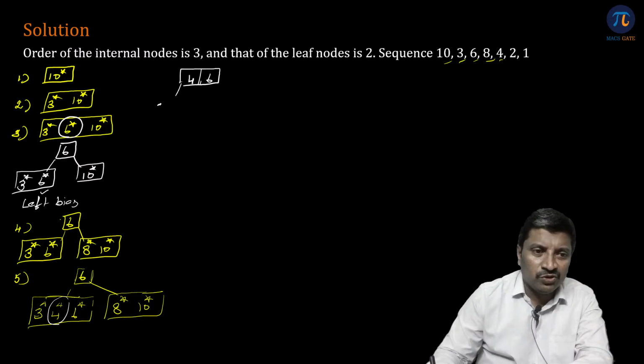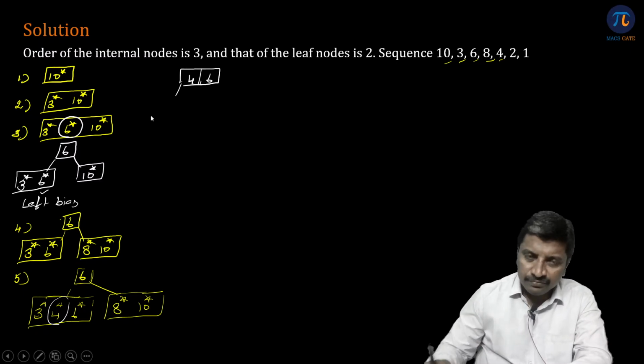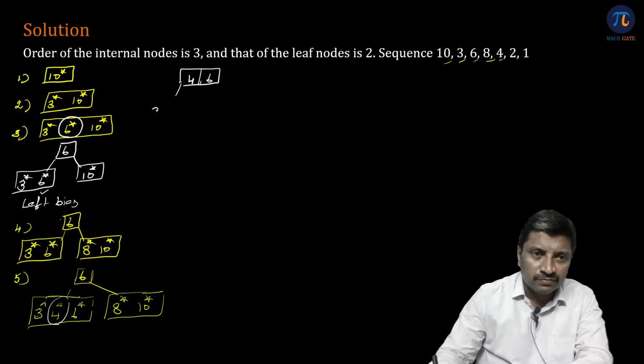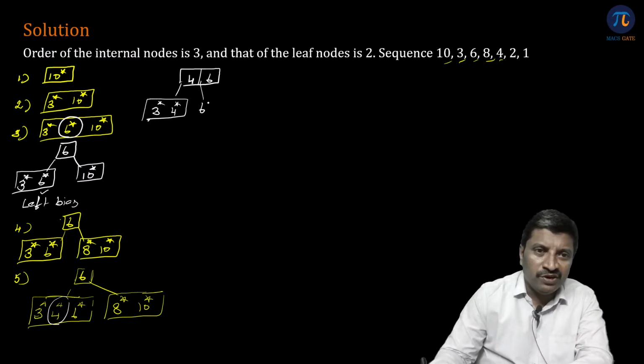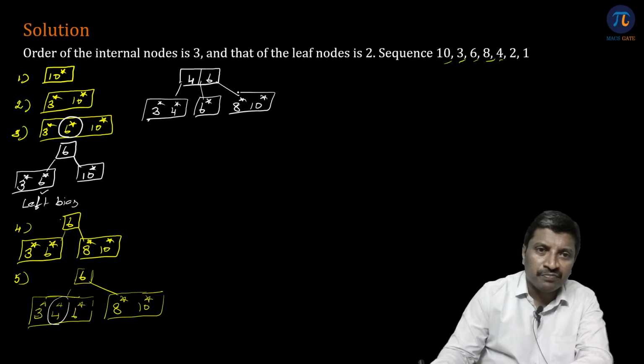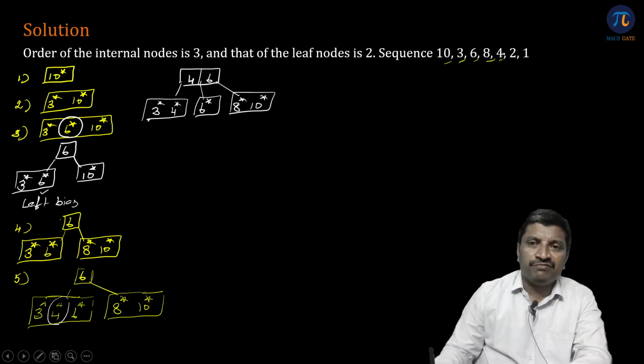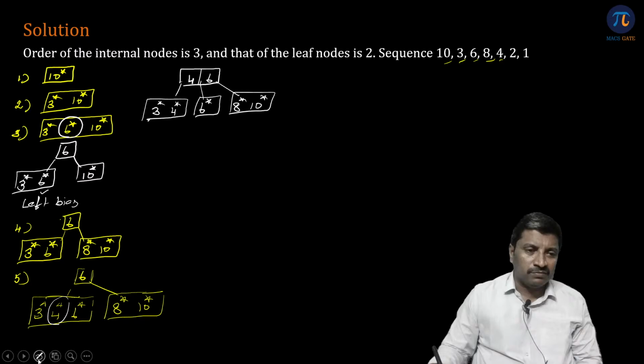Now this one I need to maintain on the left side. 3*, 4*. The middle one is 6*. Then I have 8, 10. So we completed 4 also. Then we have 2*.